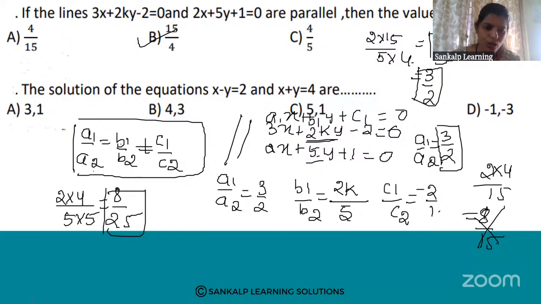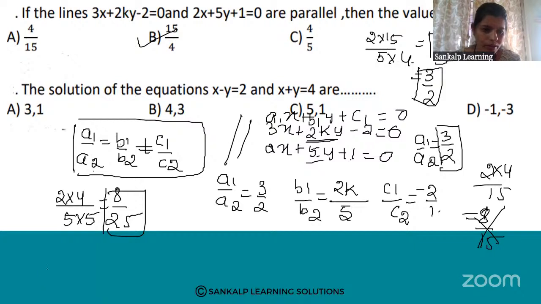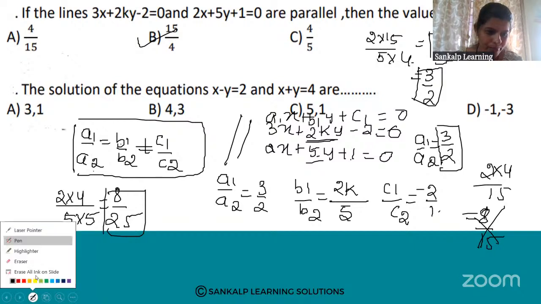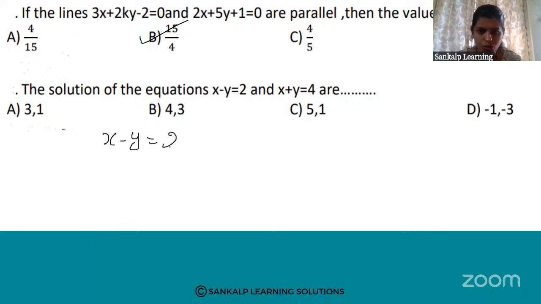Next, the solutions. Okay, wait, I will erase it first. So option B is right here. Next one: solutions of the equation x minus y is equal to 2 and x plus y is equal to 4. What solutions do I get?